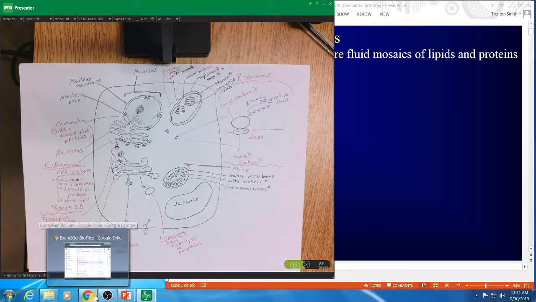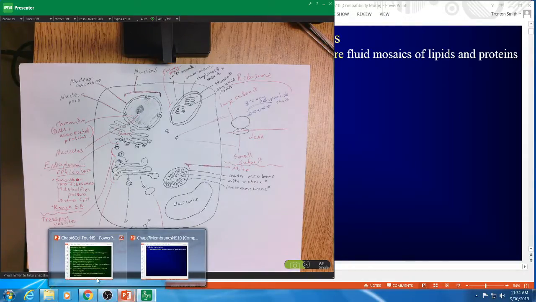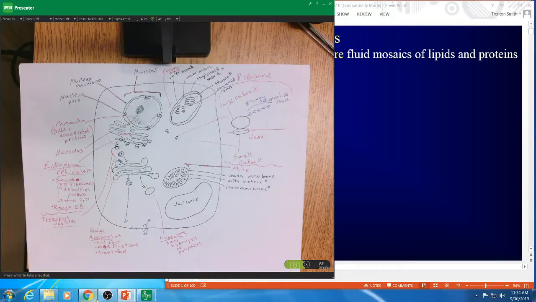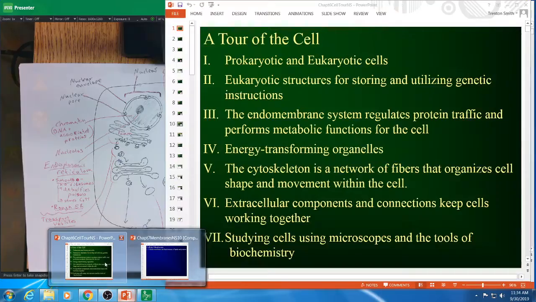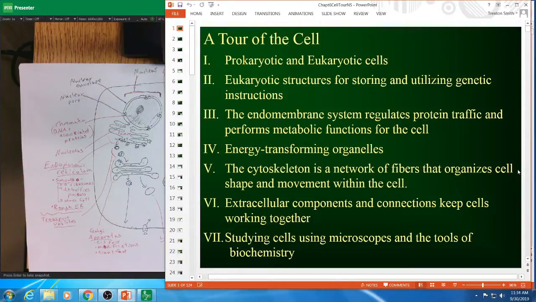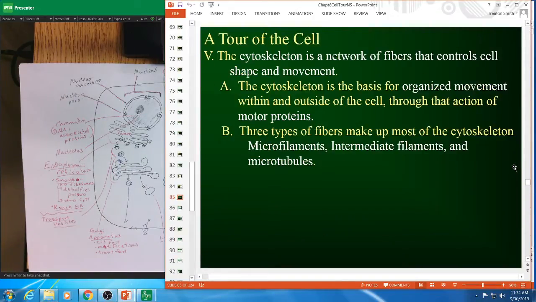Now, we're getting to components of a cell that are not as easy necessarily to represent in a drawing, but these are these protein-based fibers that give the cell internal support structure, what we call the cytoskeleton. So we've got the cytoskeleton, as well as the stuff that is on the outside of the cell or that joins two cells together. That'll be the last topic in this chapter, and then we'll be ready to move to the next chapter.